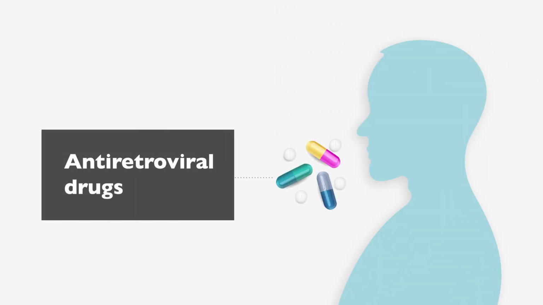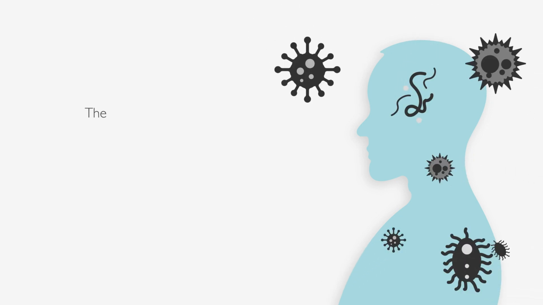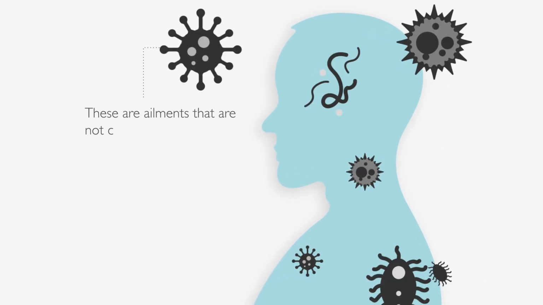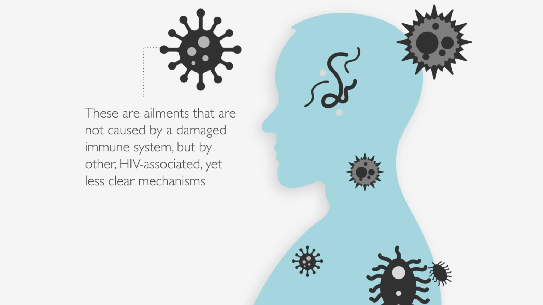Antiretroviral drugs allow those living with HIV infection to live long, healthy lives. But unfortunately, they still have a high risk of comorbidities. These are ailments that are not caused by a damaged immune system, but by other HIV-associated yet less clear mechanisms.